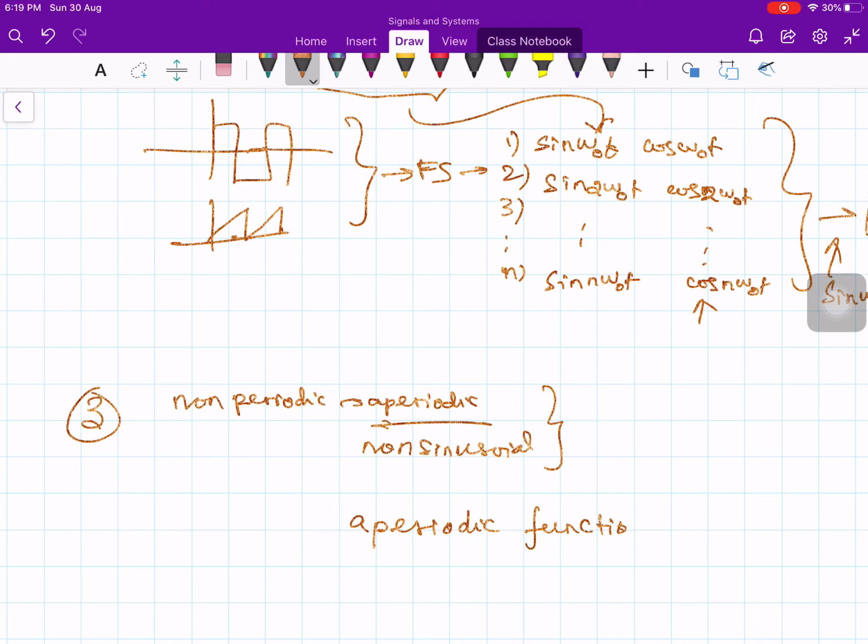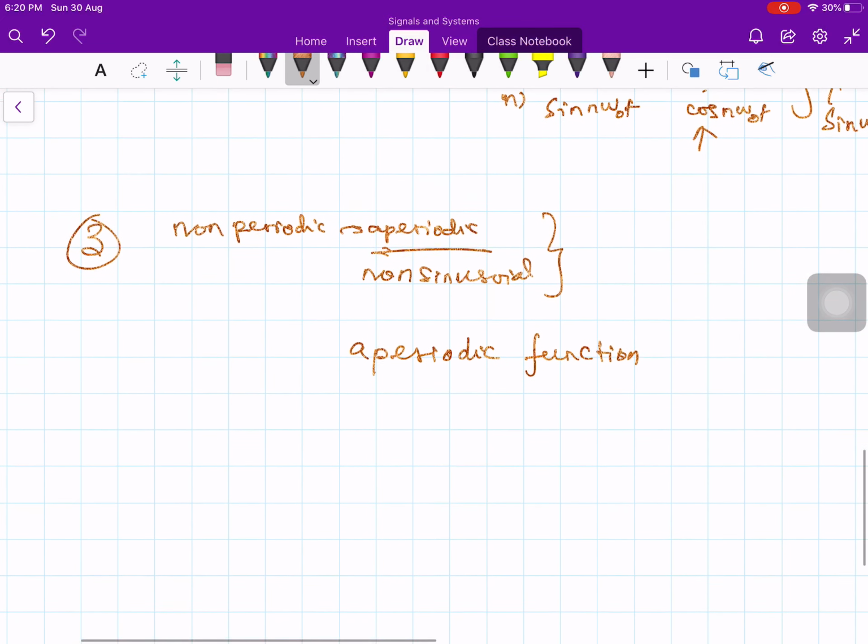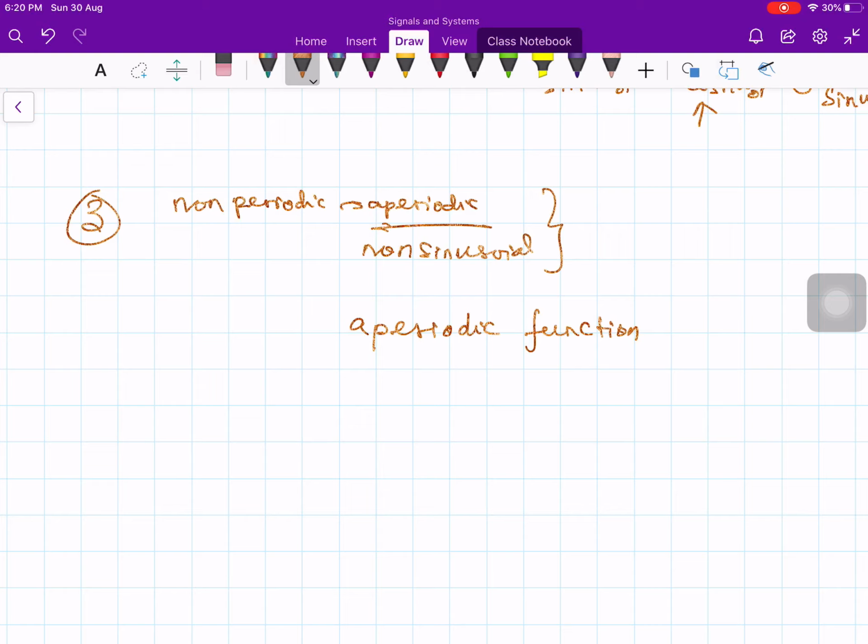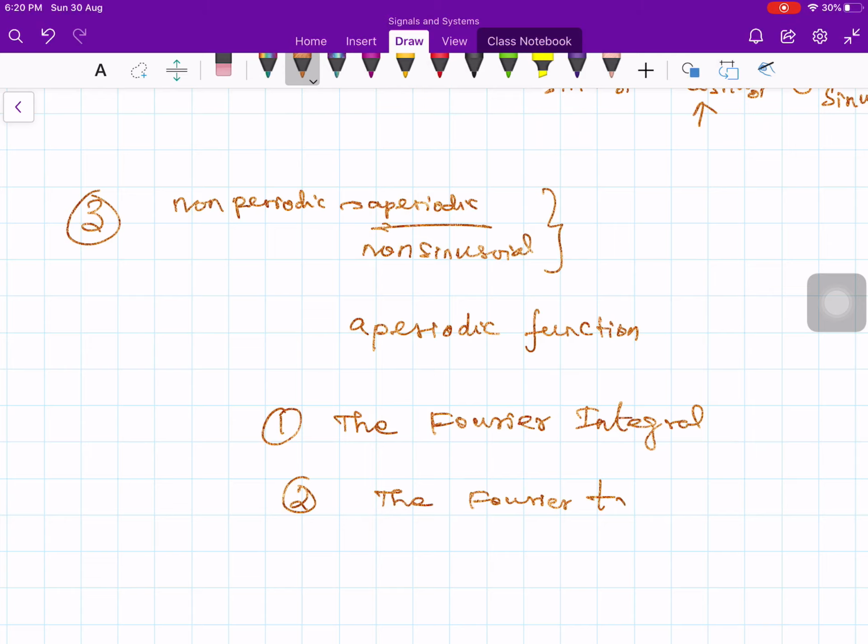If the input is aperiodic, then how can we analyze it? When a function is aperiodic, one can ask: is it possible to consider that it is composed of sinusoidal functions of different frequencies? Surprisingly, the answer is yes. This constitutes the subject matter of our discussion under the topic of the Fourier integral and the Fourier transform. We will derive this Fourier integral and Fourier transform.